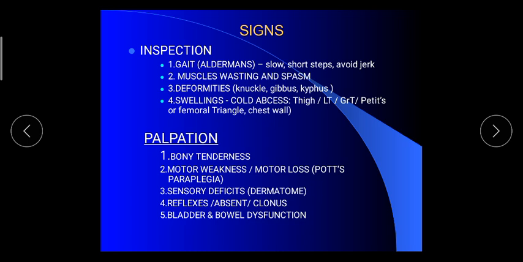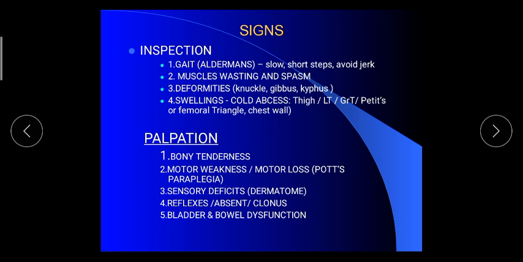Swellings like cold abscesses. This can be present in many parts. It can be seen in the thigh or lesser trochanter or greater trochanter or Petit's triangle, femoral triangle or the chest wall. On palpation, patient will have tenderness in the spine, tenderness of the vertebra. Motor weakness or complete motor loss can be seen. Partial weakness is called paraparesis and complete loss is called paraplegia. And sensory deficits can be elicited.